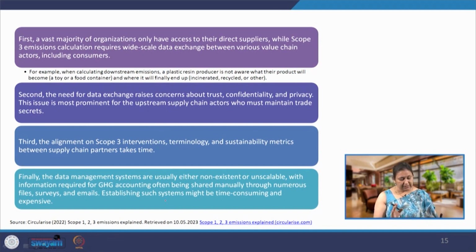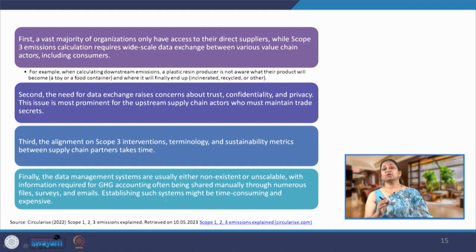And finally, the data management systems are usually either non-existent or they cannot be scaled up with the information required for GHG accounting. It has to be manually done, and that might itself bring in a lot of anomalies or disruptions in the calculations and also in the procuring and assimilation of the data. So, we are talking about huge data sets here, because we are talking about the entire value chain when we are talking about scope 1, 2 or 3 emissions all put together.